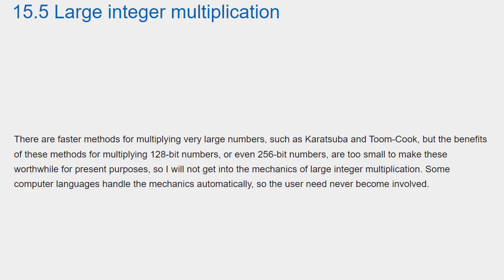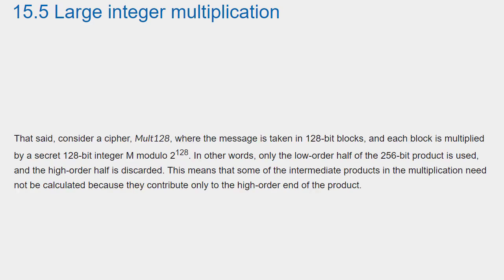There are faster methods for multiplying very large numbers, such as the Karatsuba and Toom-Cook, but the benefits of these methods for multiplying 128-bit numbers or even 256-bit numbers are too small to make them worthwhile for present purposes, so I will not get into the mechanics of large integer multiplication. Some computer languages handle the mechanics automatically, so the user need never become involved.